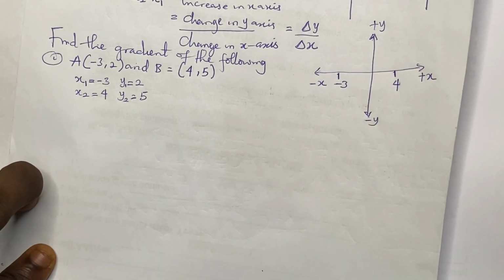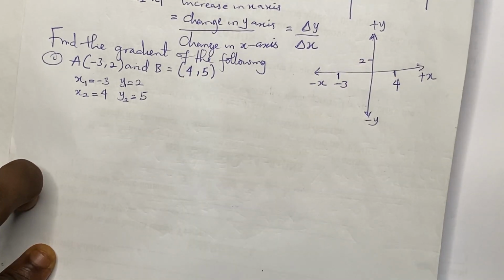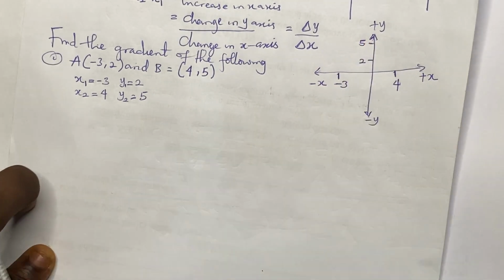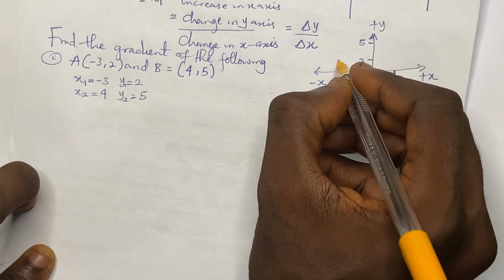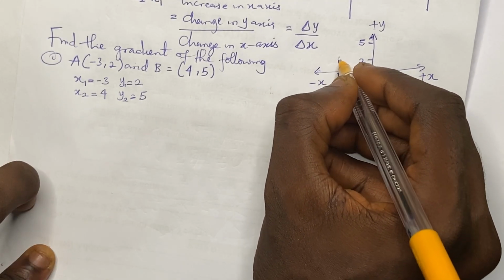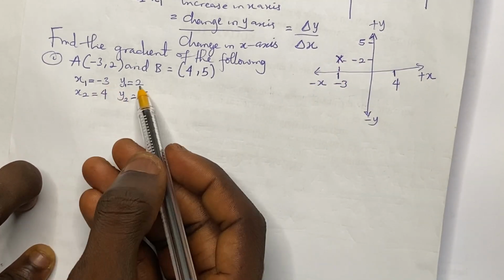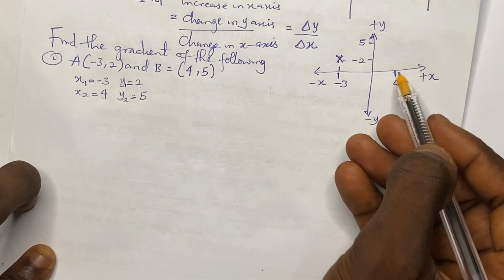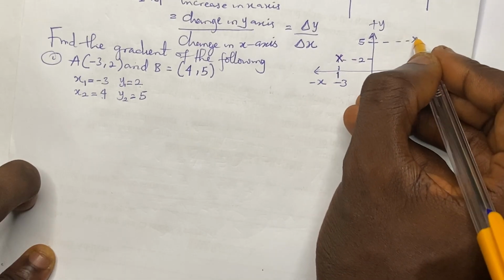Our y1 is 2. So this is 2 here. And our y2 is 5. So this is 5 here. So when our x1 is minus 3, our y1 is 2. So that will be here like this. I'm just showing you how to locate a point now. So when x is minus 3, y is 2. Then when x is 4, y is 5. So that will be here now like this. Can you see that now?